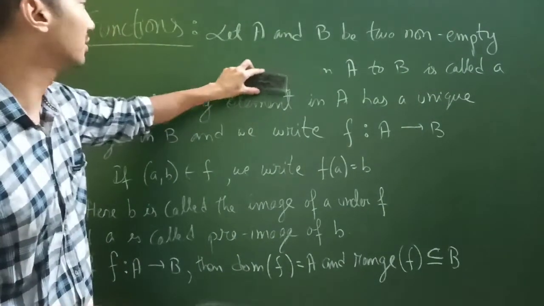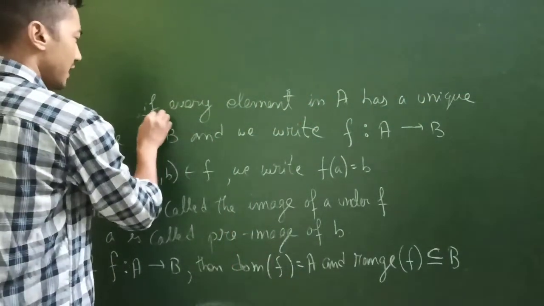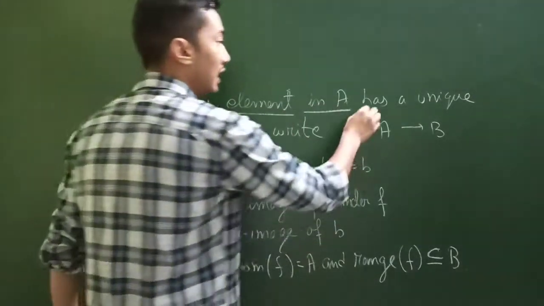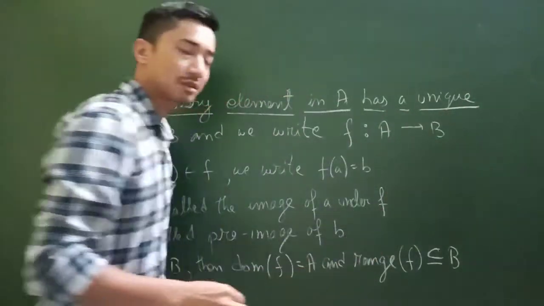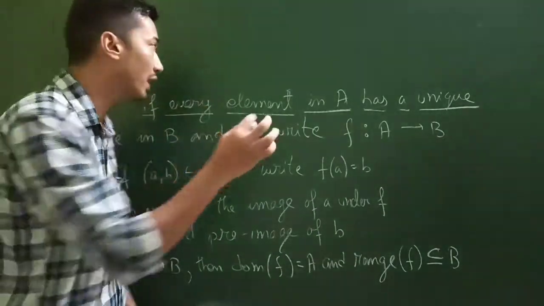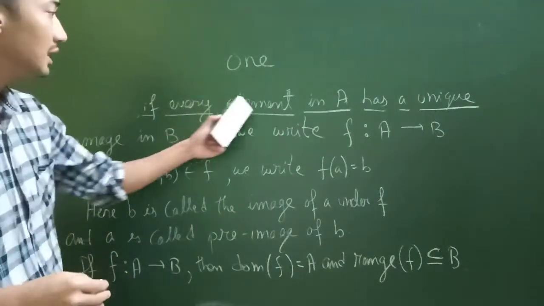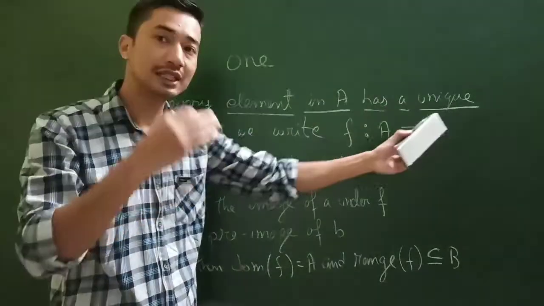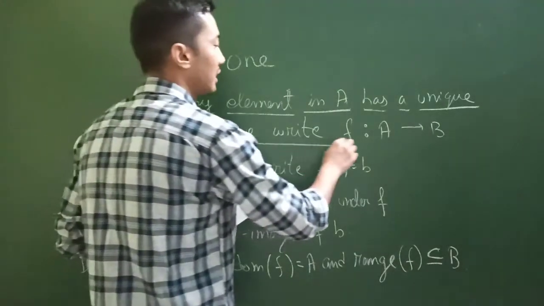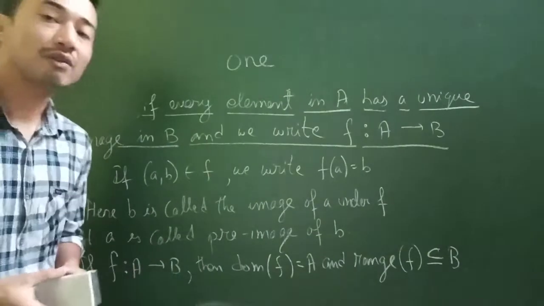if every element in the set A, that is the first set, has a unique image. In mathematics, what do we mean by unique? Not only in mathematics, the general meaning of unique: unique means one, special, just one. So if every element in the first set has a unique image in the second set, only then we say a function is defined from A to B. That is actually the definition of a function.